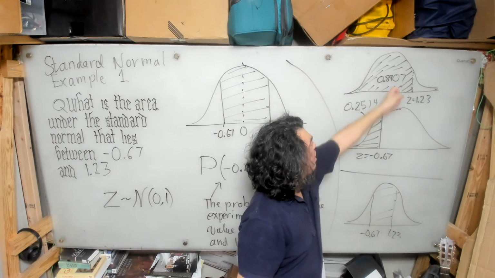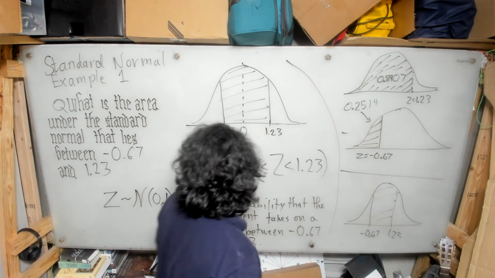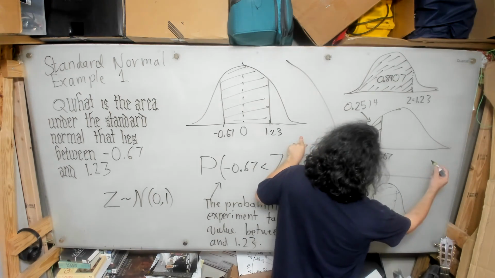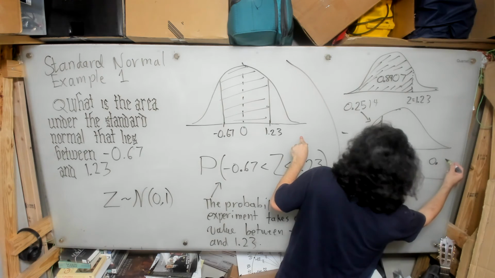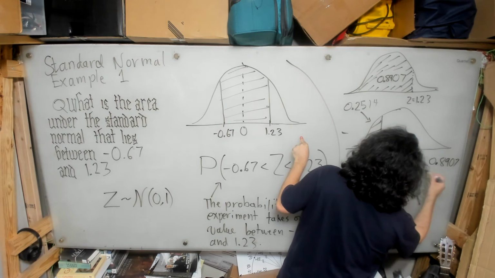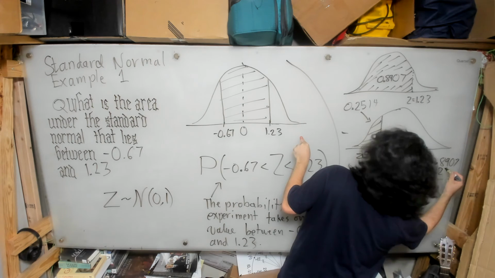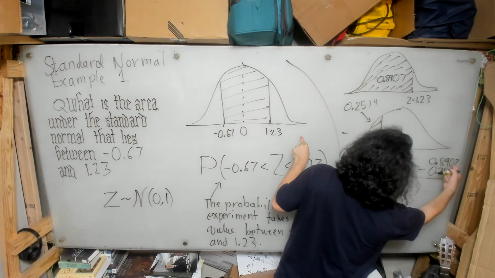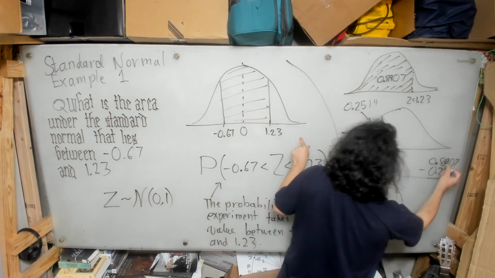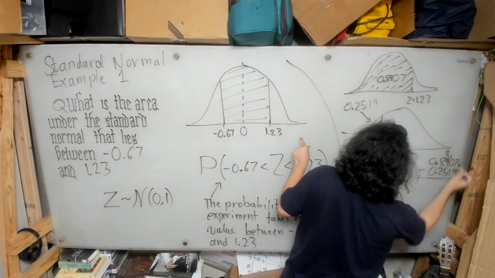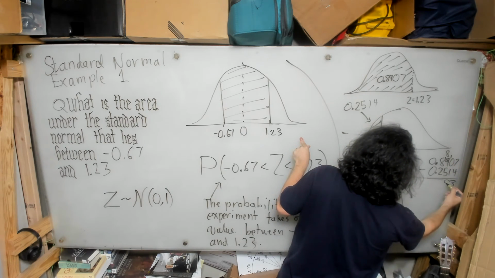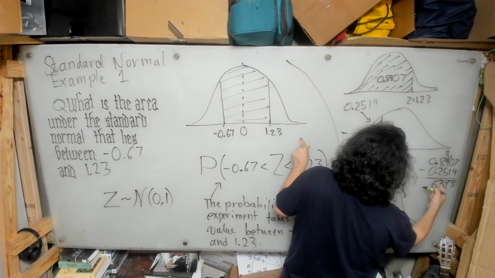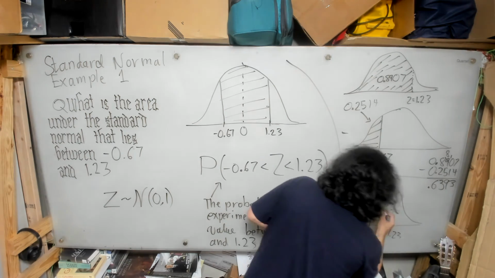So what is this area? It's 0.8907 minus 0.2514. Let me do that over here real briefly. Can you see this? 0.8907 minus 0.2514. 7 minus 4 is 3. 0 minus 1, I can't do that, so I borrow from this 9. This becomes an 8, and this becomes a 10. 10 minus 1 is 9. 8 minus 5 is 3. 8 minus 2 is 6. Then I bring my decimal point down: 0.6393.